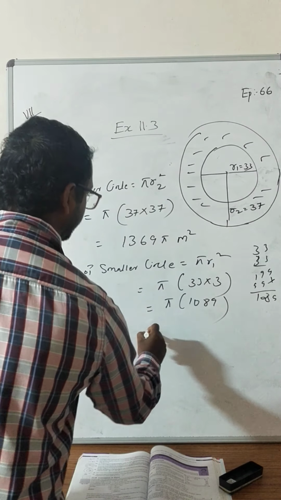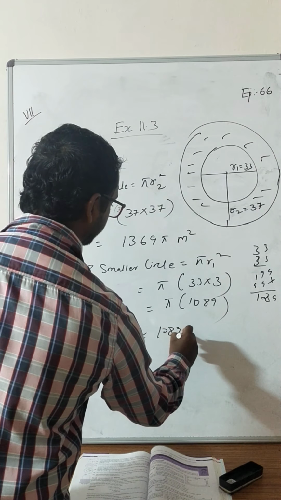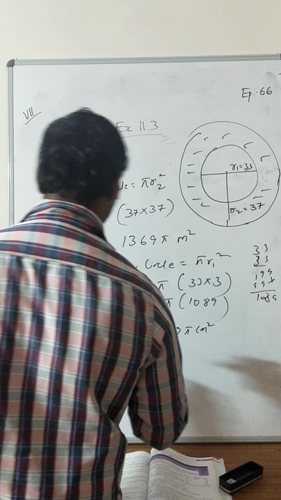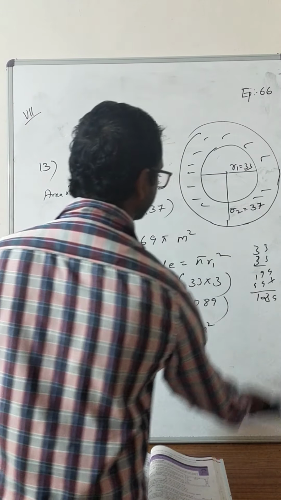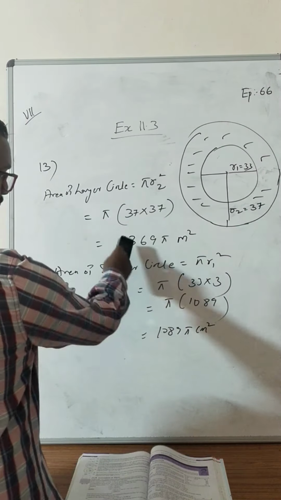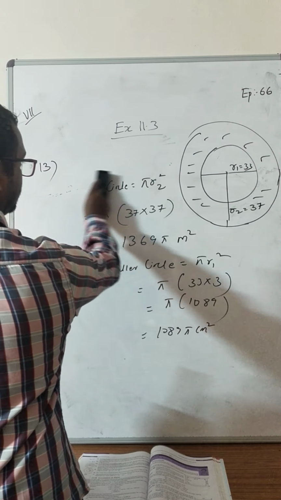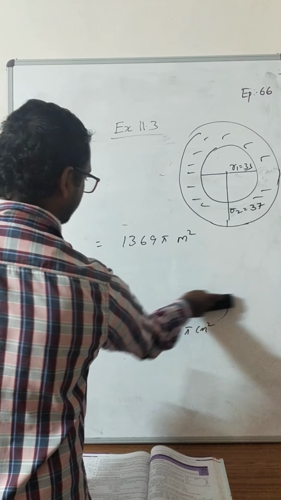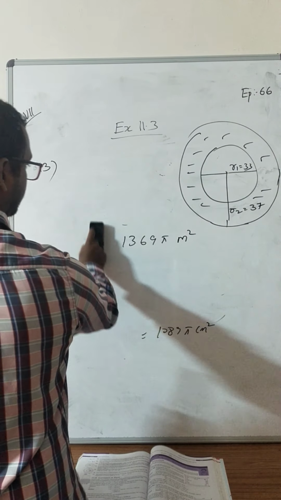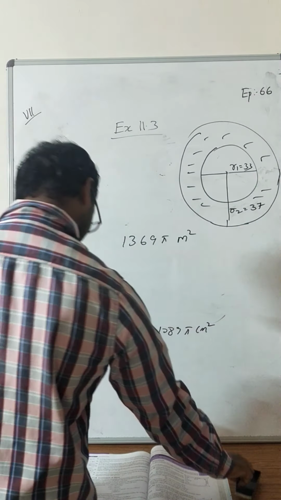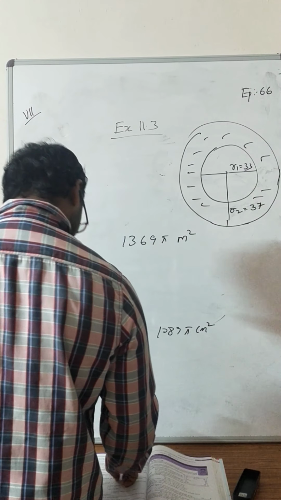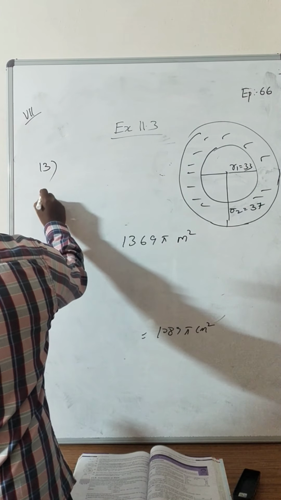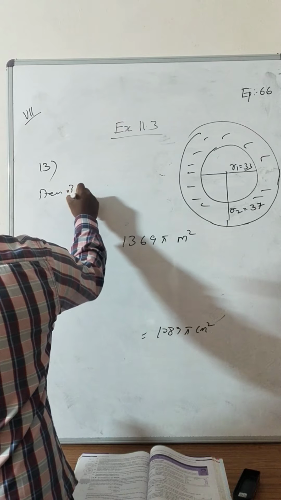So we are getting 1089 pi centimeter square. Now we have to subtract these two, for the remaining area of the path.